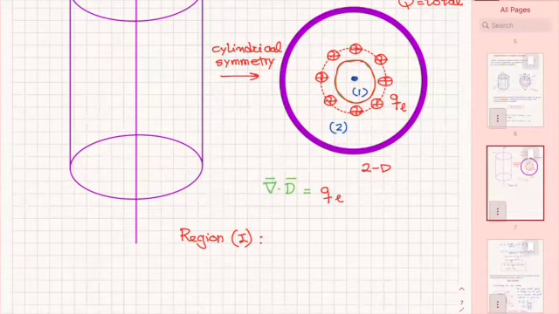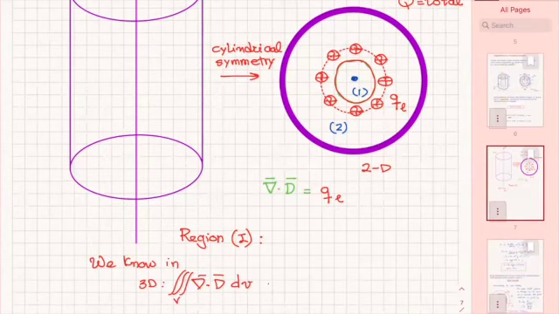Okay, so here when we apply Gauss's law in 2D, the 3D volume integral becomes a surface integral, all right? Everything goes down by one dimension. So to write it here, we know that in 3D, we have that the divergence of D, volume integral, dV, will be equal to the surface integral of D dot dS.